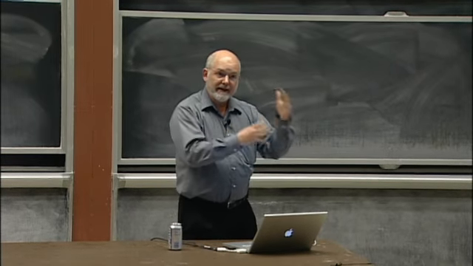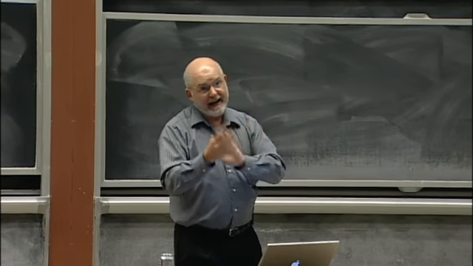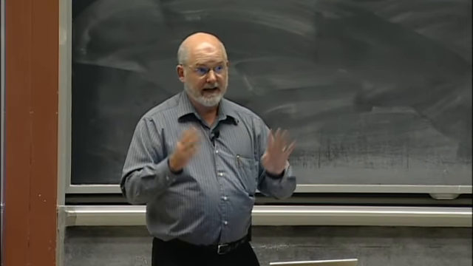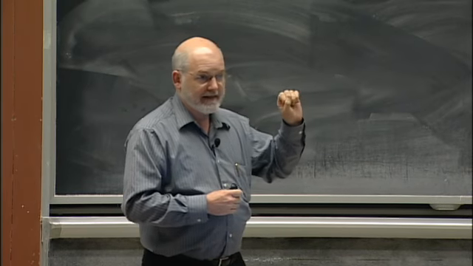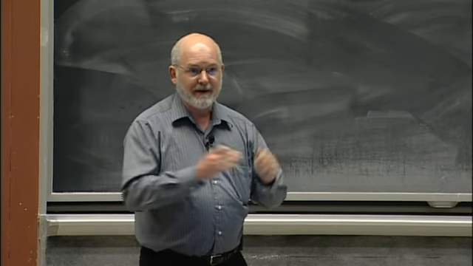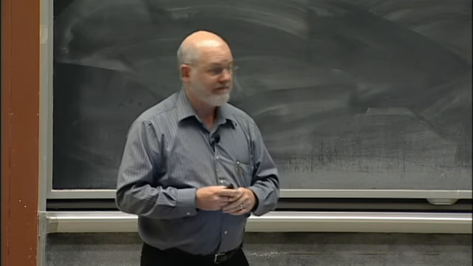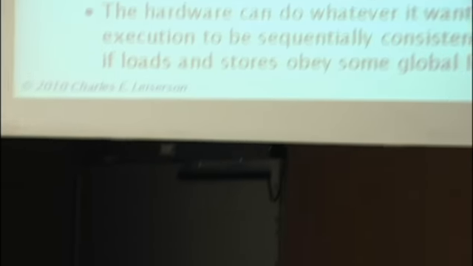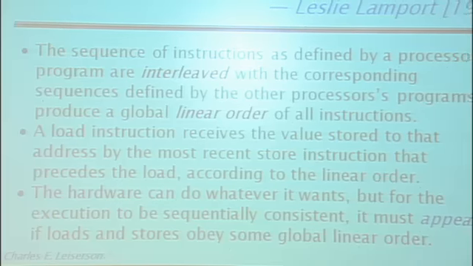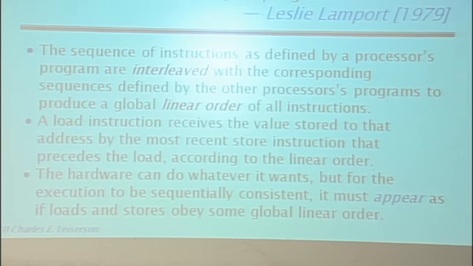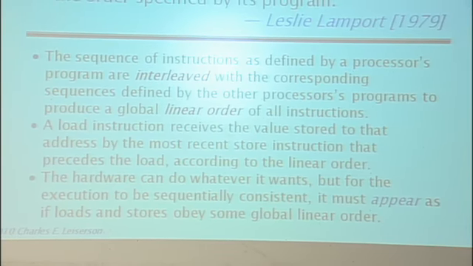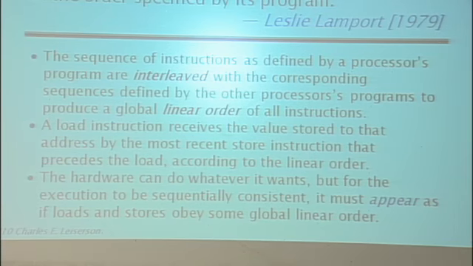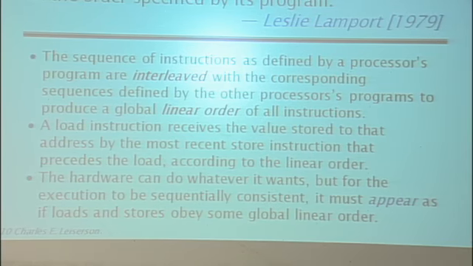Now there may be many different interleavings, and you could get any of the values that correspond to any of those interleavings, but the point is that you must get a value that's represented by some interleaving. The hardware can then do anything it wants, but for the execution to be sequentially consistent, it must appear as if the loads and stores obey some global linear order. Okay, so let's be concrete about this with the problem that I gave before.